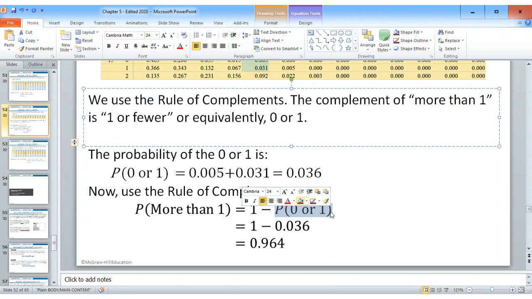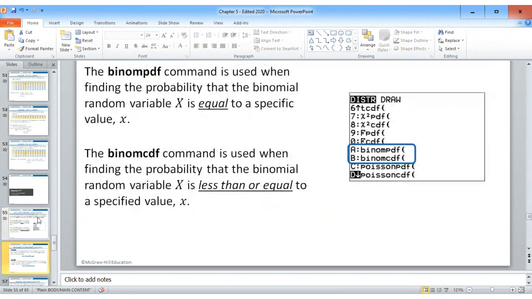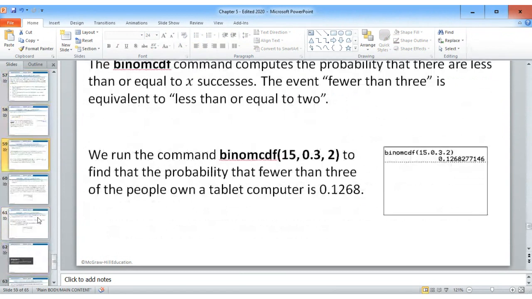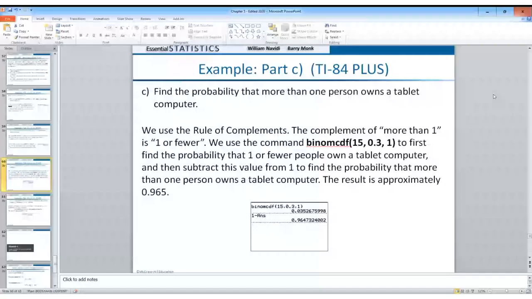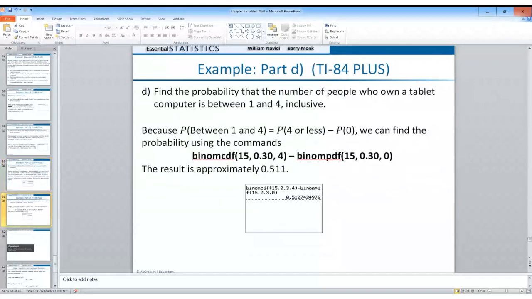So the last one, I'm just going to show you on here. For part D, it was between 1 and 4. Now, that just means 1, 2, 3, and 4. Here's the problem. The CDF is not going to work, because if you give it 4, it's going to go all the way down and do 0 as well. So what you do to compensate is you do 4 or less, and then you do 0 separately and whack it off.